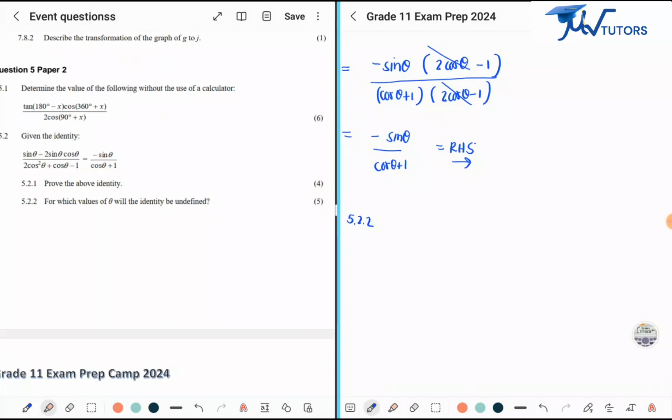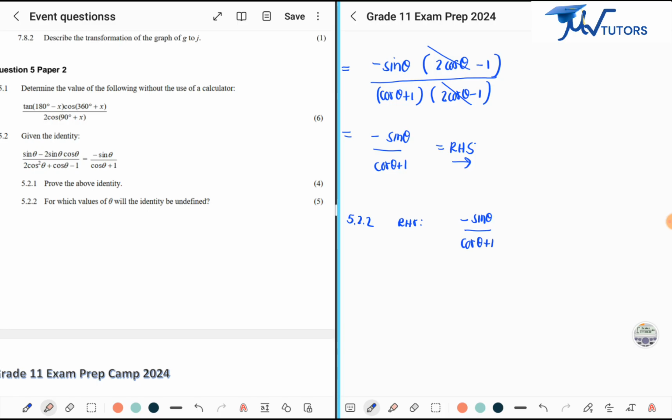Now 5.2. It says, for which values of theta will the identity be undefined? All right, so in this case, you can look at the left-hand side part of the equation or the right-hand side. And both of them are fractions, which is good. I'm going to look at the easy one, which is the right-hand side. Okay, where we have negative sine theta all over cos theta plus 1.